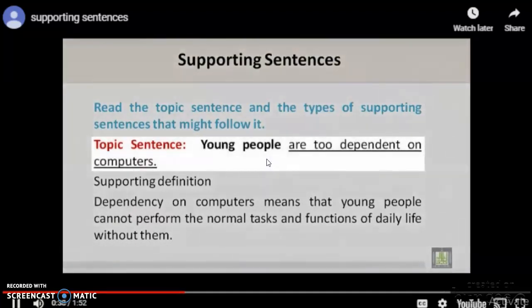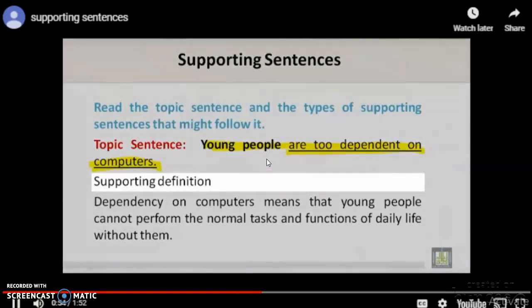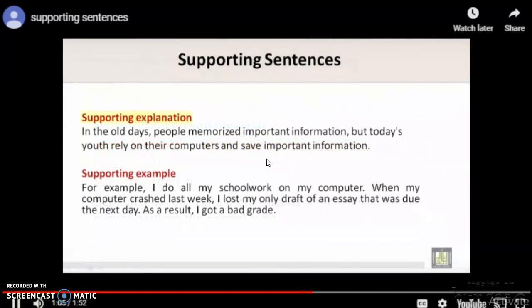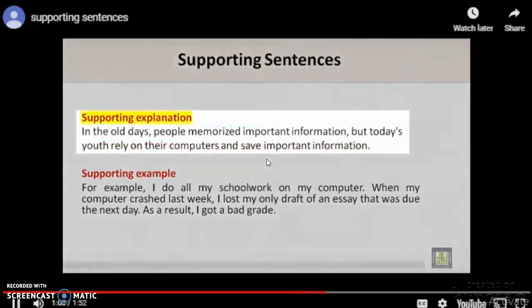Here is the topic sentence. Young people are too dependent on computers. In this topic sentence, remember, the topic is young people, and the controlling idea are too dependent on computers. A supporting definition could be, dependency on computers means that young people cannot perform the normal tasks and functions of daily life without them. Let's go to a supporting explanation. In the old days, people memorized important information, but today's youth rely on their computers and save important information.